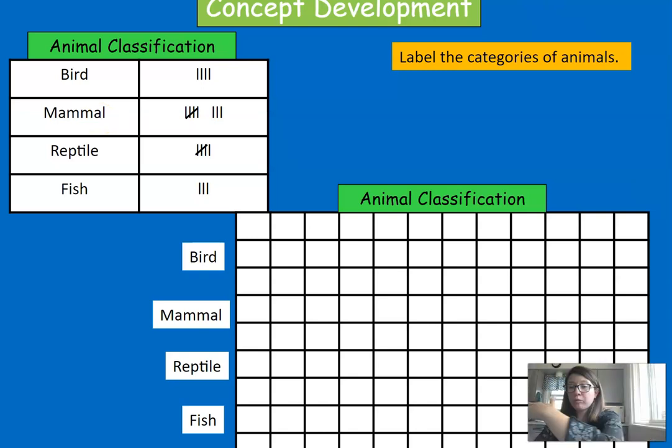Now, on the bottom, we have to figure out our scale. So we have 4, 8, 5, and 3. Do you think we should count by 1s, 2s, 5s, 10s? What do you think, based on our numbers?